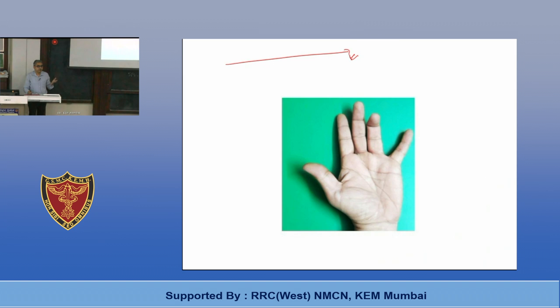Why is it required? Power grip means your thumb is lateralized. I am holding this thing, for example, I am just holding this mic. This power is not present in the lower animals. The power grip started with the orangutan and primates onwards. It is not present in the previous ones.